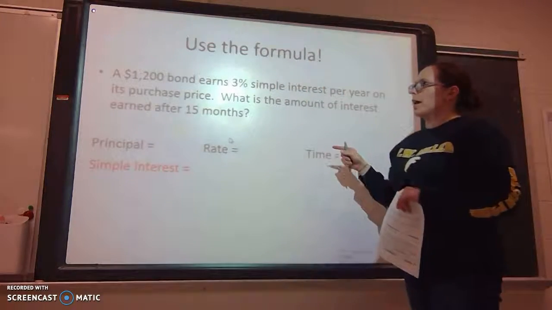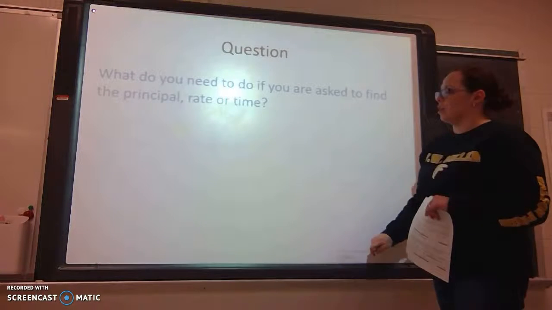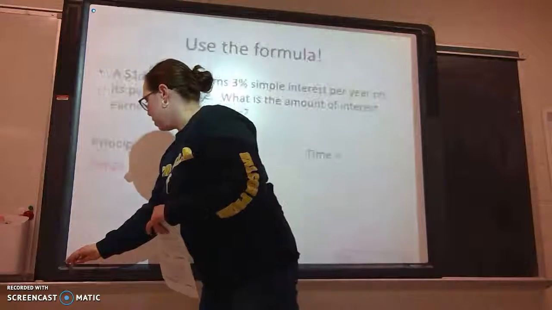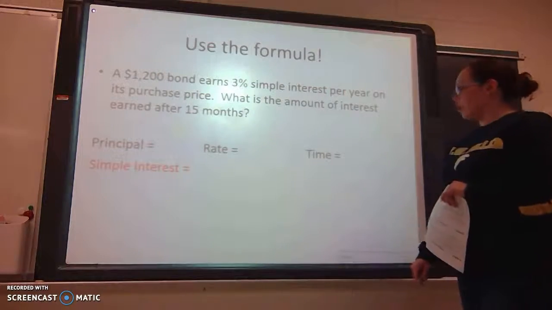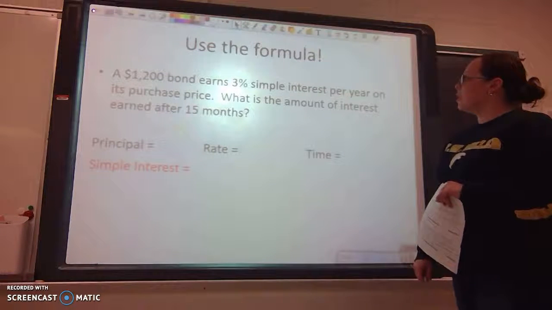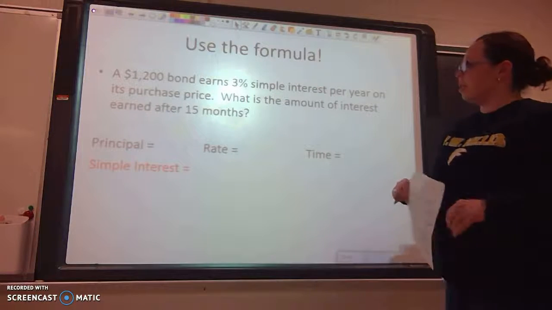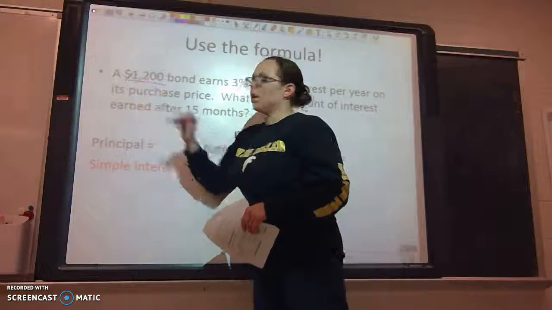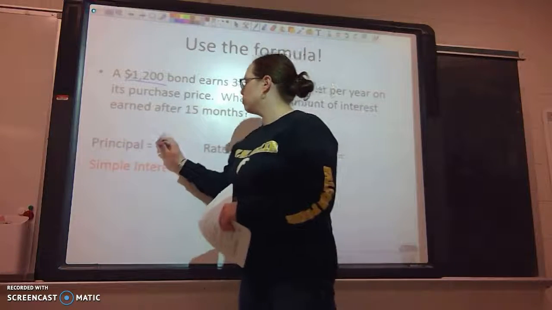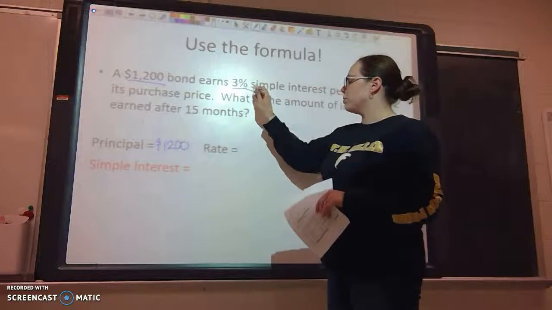All right, let's move to the next one. Use the formula. A $1,200 bond earns 3% simple interest per year on its purchase price. What is the amount of interest earned after 15 months? Let's take a look. The $1,200 bond is our principal. Our rate is 3%.